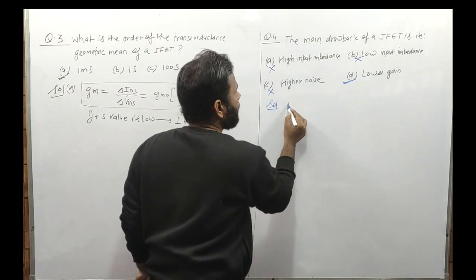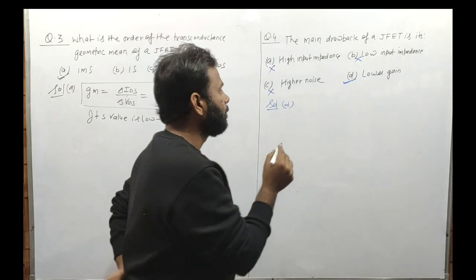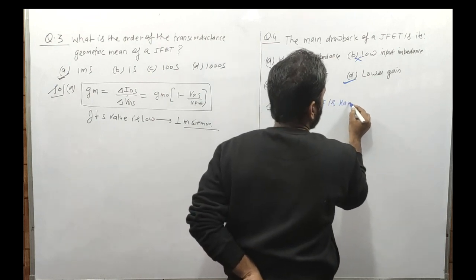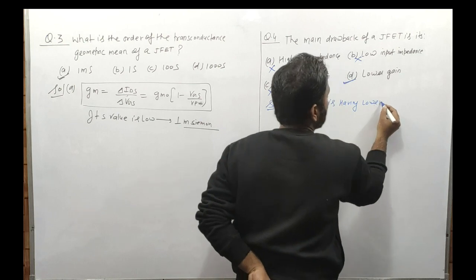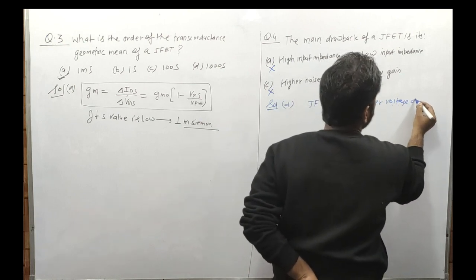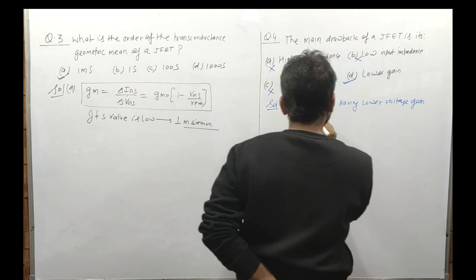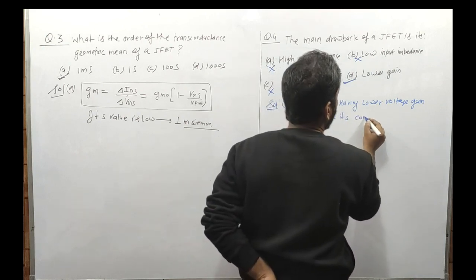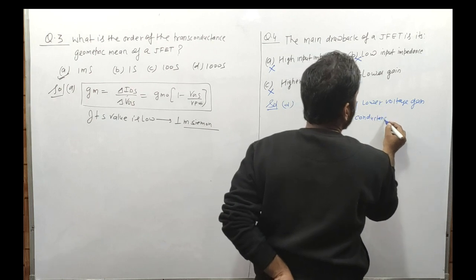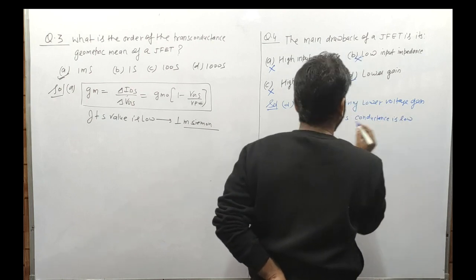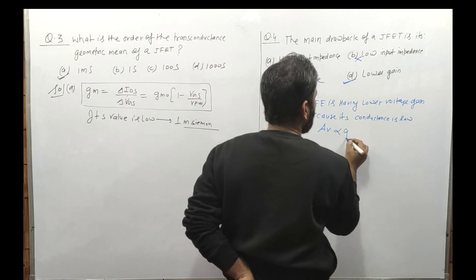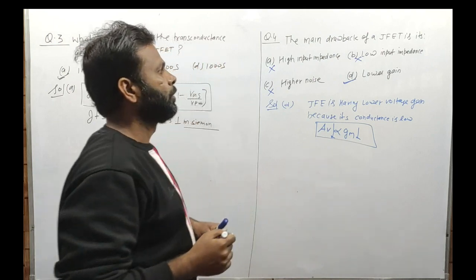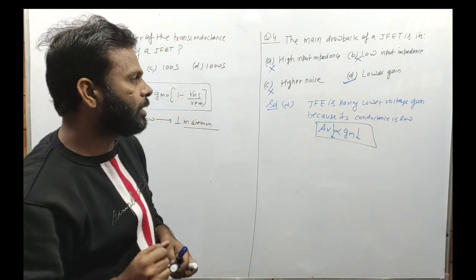Clear है यहाँ तक. अब ये कैसे हुआ ये जरा समझिए. Now JFET is having lower voltage gain because its conductance is low. Its conductance is low because the voltage gain is directly proportional to GM. When GM is low, the gain is low. Clear है यहाँ तक. So that's why option D is correct.